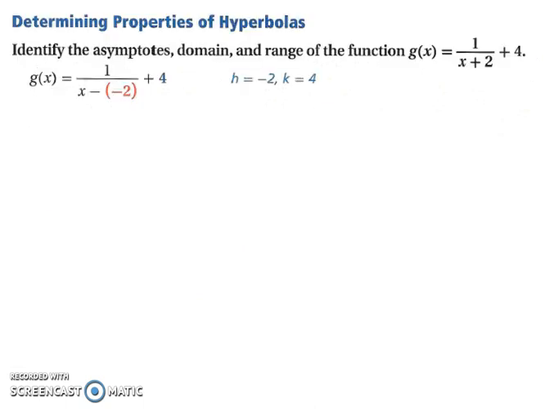Let's practice. Okay, so we're going to identify the asymptotes, domain, and range of the function g of x equals 1 over x plus 2, plus 4. This is your hint below. It's showing you that we have to make sure it's in the form of a subtraction problem on the bottom. So it's x minus negative 2, because that's the same as saying x plus 2. And then we have our plus 4 for k. So our h is negative 2 and our k is 4.